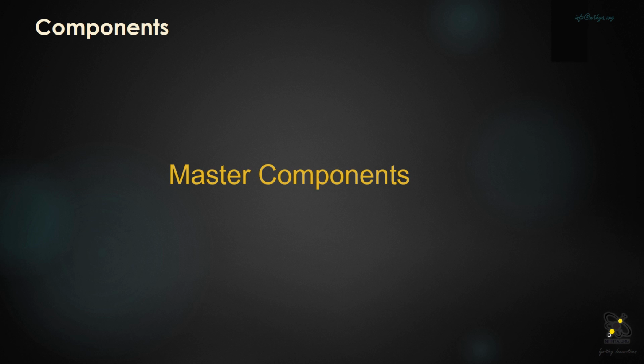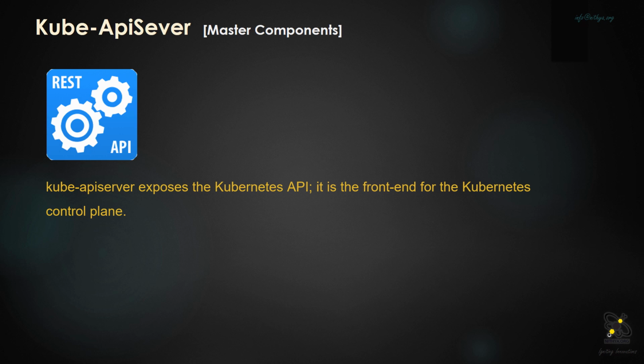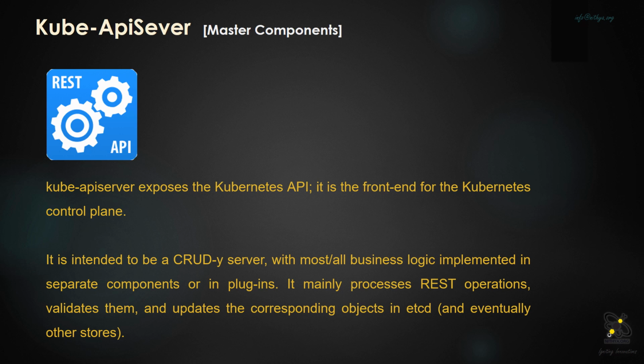Now we are going to see each master component in a detailed manner. The first, very important component for Kubernetes clusters is kube-apiserver. This will be installed on the master node. The kube-apiserver exposes the Kubernetes API. It is the front end of the Kubernetes control plane. Whatever actions you are doing on the master and any other minions are run by the kube-apiserver. It's intended to be a CRUD server with most business logic implemented in separate components or in plugins.